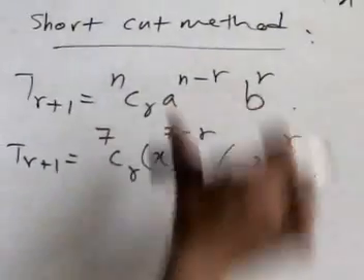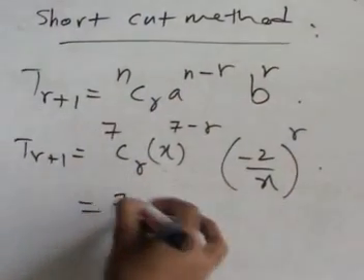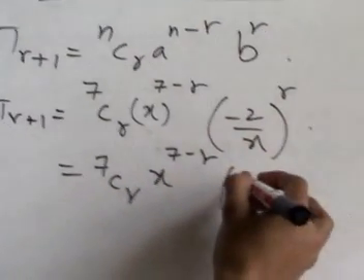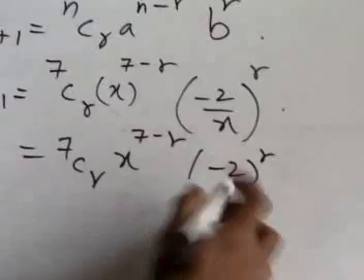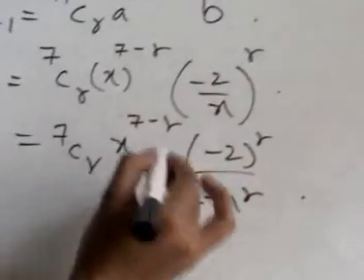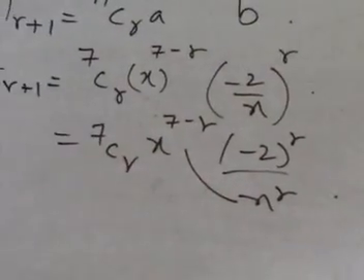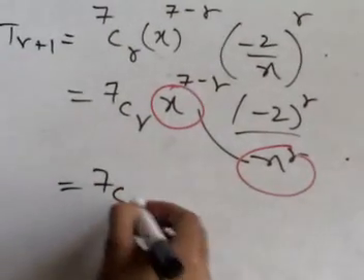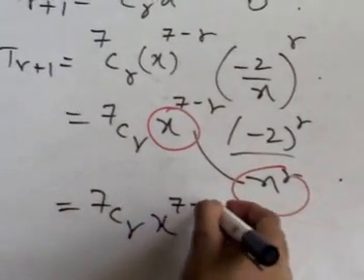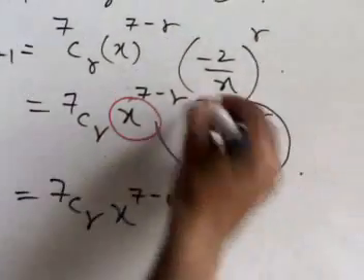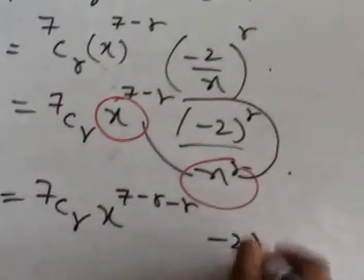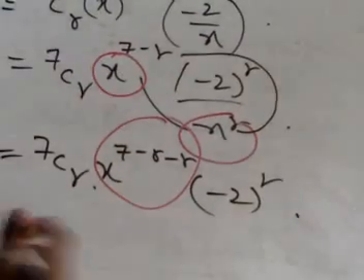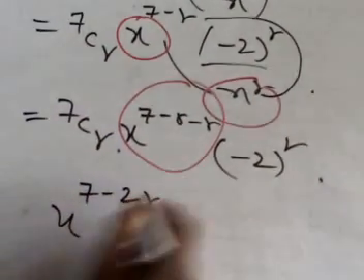So this is just the same relation. Observe: 7Cr is left as it is, x^(7-r), and this is (-2)^r over x^r. Just focus on these x, we need them. This will be 7Cr x^(7-r), and this x^(-r) will go up, you know the indices method. And now what happens with this x term? Observe, this will be x^(7-2r).